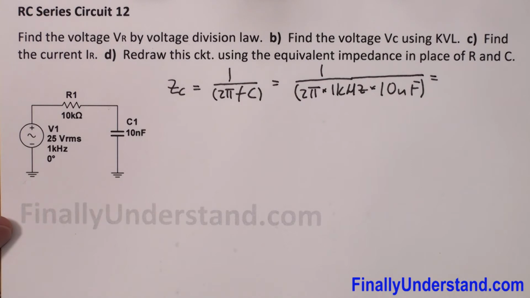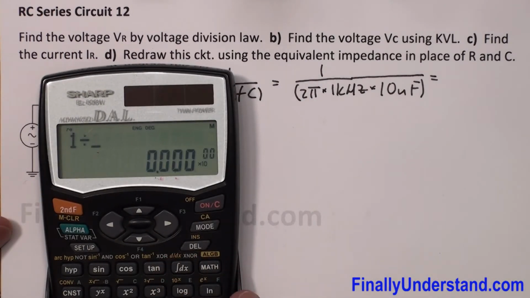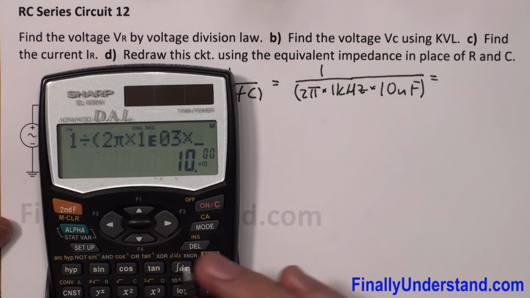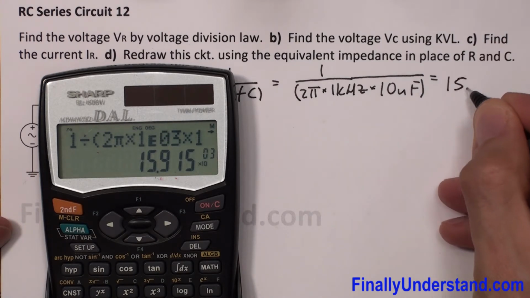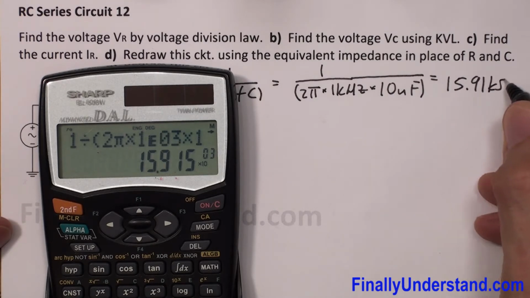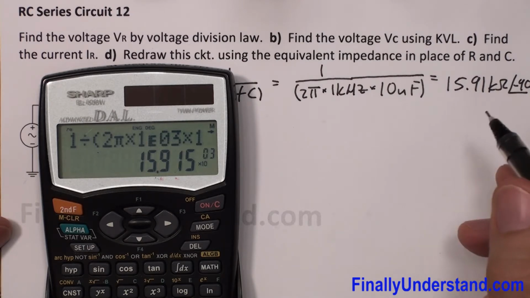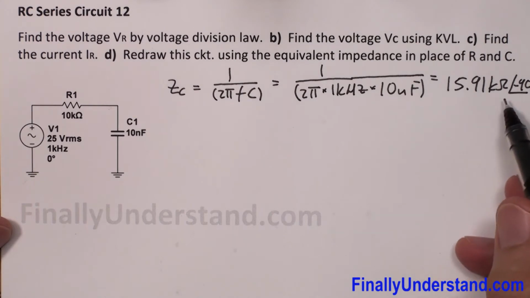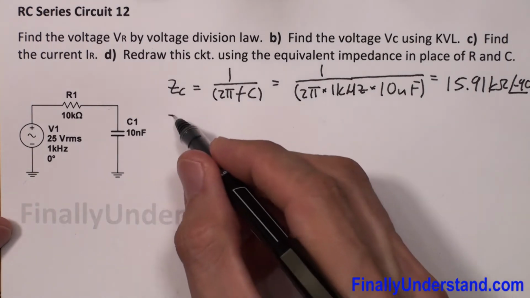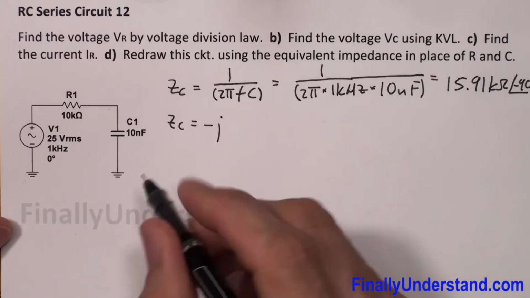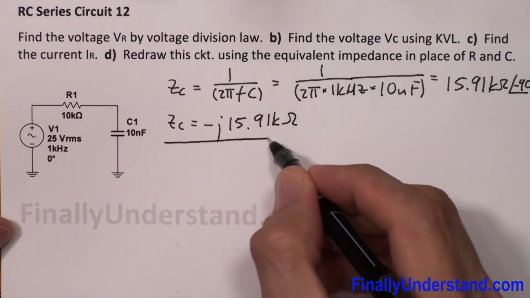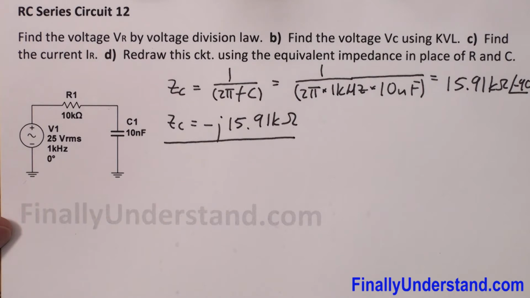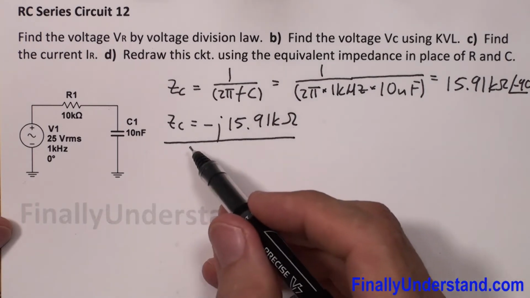Okay, now I'm going to use the calculator. I have 1 divided by, open parenthesis, 2 pi times 1 exponent 3 times 10 exponent negative 9, because this is nano, equals 15.91 kilo ohms and angle of negative 90 degrees. Don't forget that the impedance of the capacitor is supposed to be written with angle of negative 90 degrees or simply negative j. You can also write Z of C is equal to negative j 15.91 kilo ohms. I prefer to work with the polar form, that's why most of the time I'm going to use the angles. So I found the impedance of the capacitor.